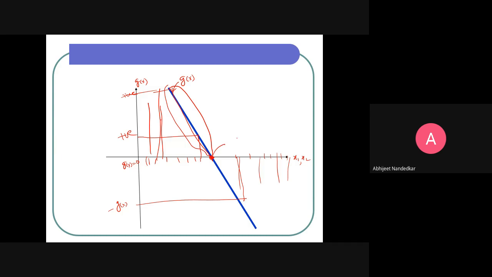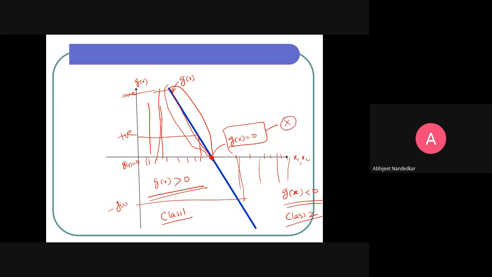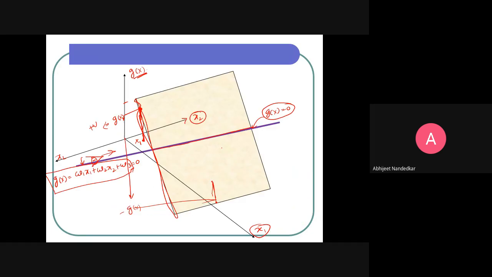So I have made three things: g of x is equal to 0, g of x is greater than 0, g of x is less than 0. Now when g of x is greater than 0, say my input belongs to class 1. When g of x is less than 0, my input belongs to class 2. When g of x is equal to 0, I can't decide, so it is the decision boundary. So my decision boundary between two classes is this line. This side is class 2 and this side is class 1.